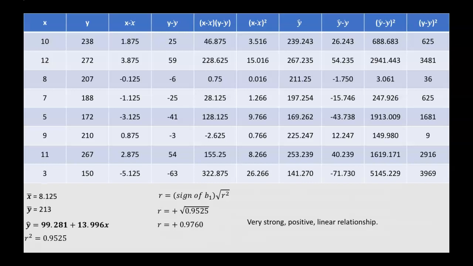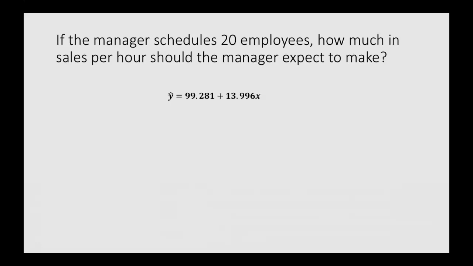So now that we have all of this information, we can now finally start to answer these questions. If the manager schedules 20 employees, how much in sales per hour should the manager expect to make? So remember, the number of employees were our x values, and our sales per hour, that was going to be our y hat. So we plug in 20 for our x. And if we do this math, we can find that our y hat, or our expected sales per hour, would be $379.20. So if we staff 20 employees, we expect to make just under $380 per hour. So that's one way that you can use this y hat.